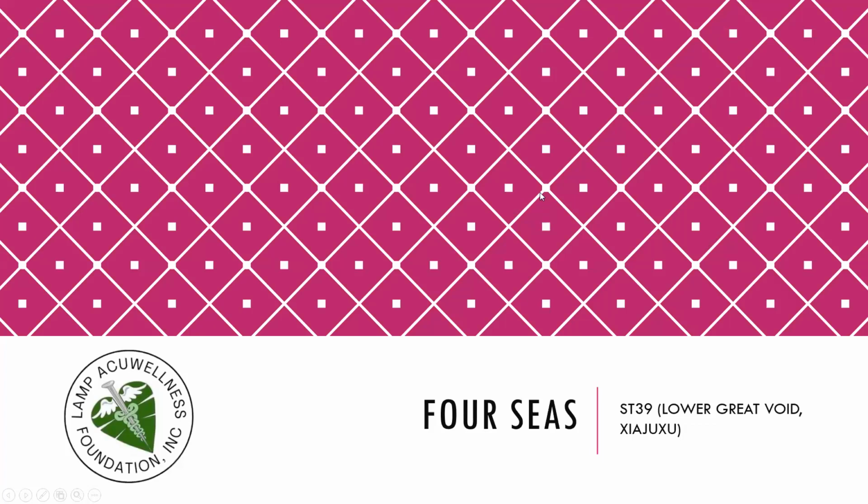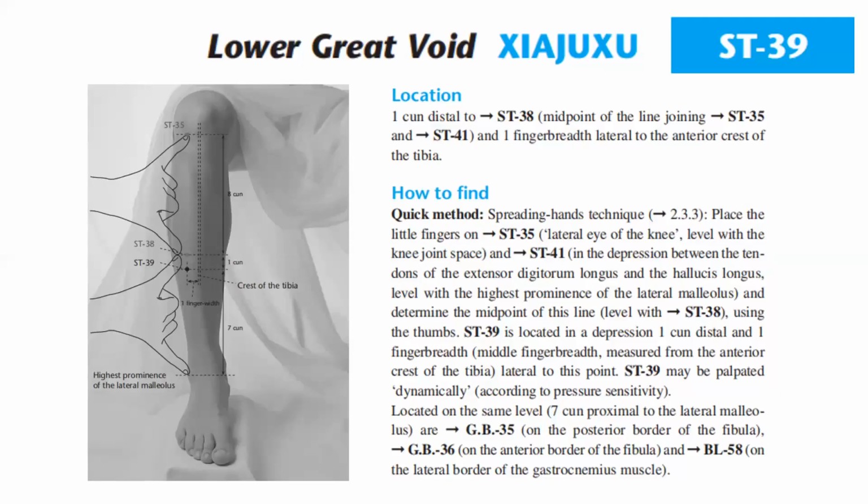Now we go to the 4 C's. Stomach 39, the lower great void. Stomach 39 location is 1 Cun distal to stomach 38, midpoint of the line joining stomach 35 and stomach 41, and 1 finger breadth lateral to the anterior crest of the tibia.